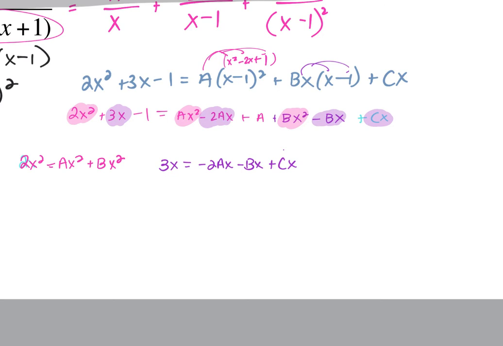And then the last one is the constant. Negative 1 equals, and the only one that's constant on the other side is a. So negative 1 equals a.